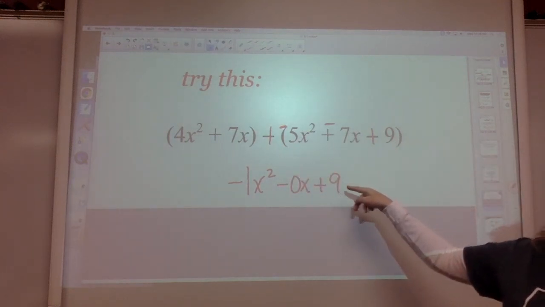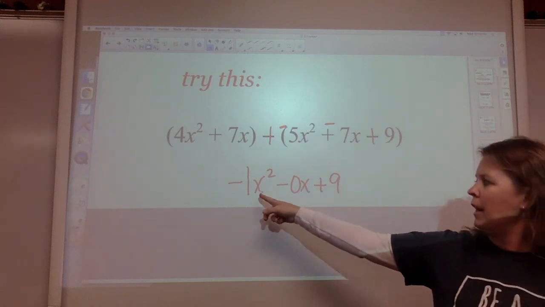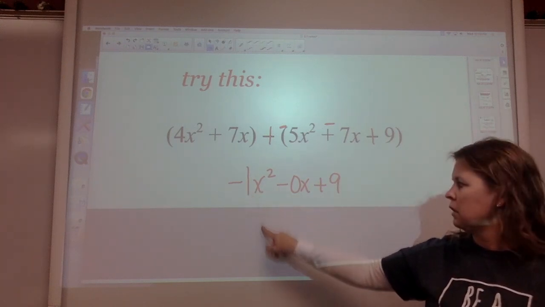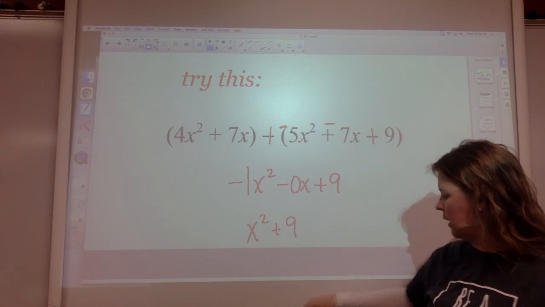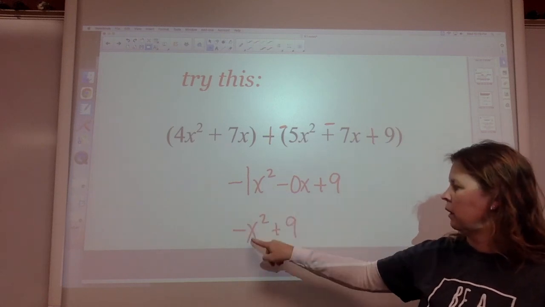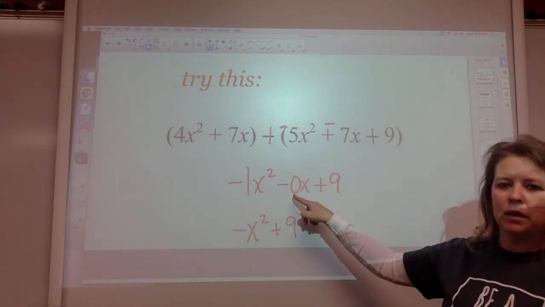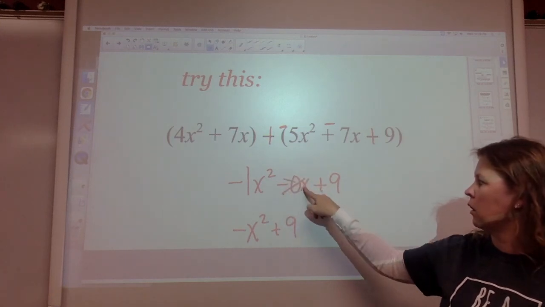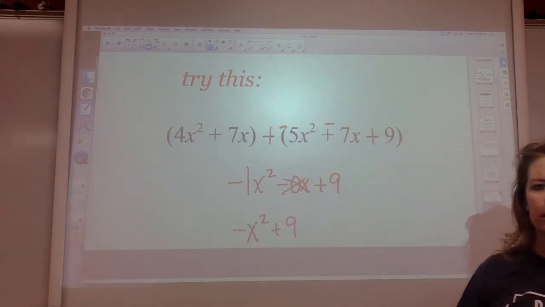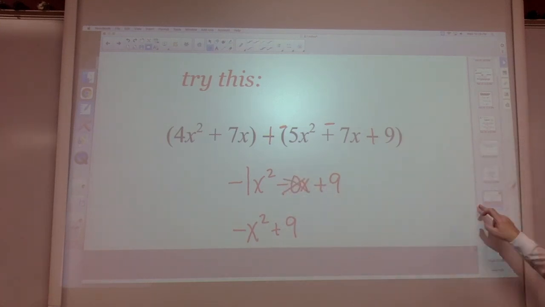Do not leave this mess like this. Never put a 1 as a coefficient, so you'll finish it as negative x squared. You don't have to tell me that there aren't any x's left. Those are gone. So your final answer is negative x squared plus 9.